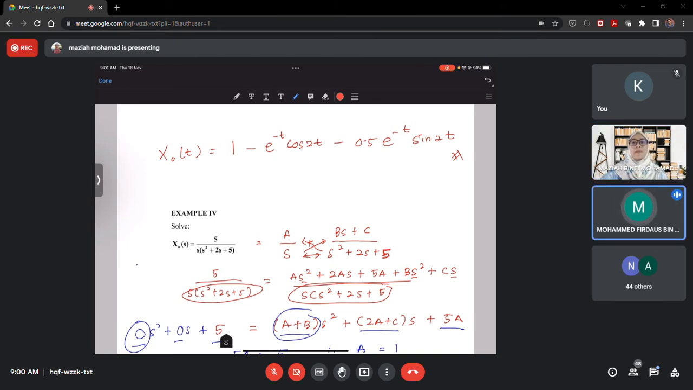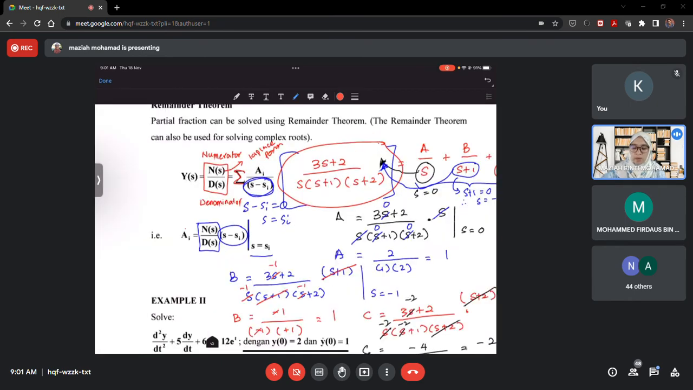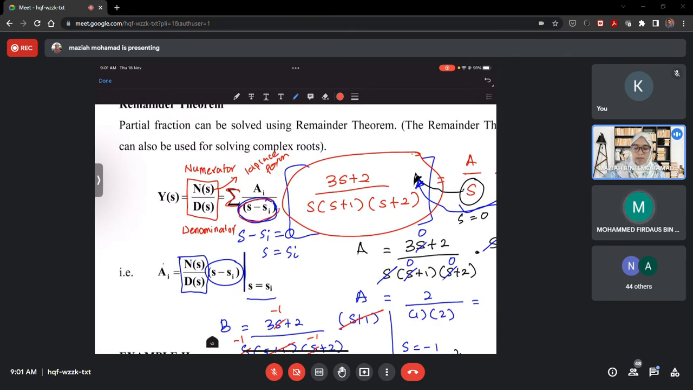For example 4, we cannot use the remainder theorem, right? We don't use the remainder theorem because we cannot factorize s square plus 2s plus 5. And also it is not similar to the remainder theorem. The denominator part should be in s minus something. But if you have s square plus 2s plus something, we cannot factorize that, so we cannot use the remainder theorem.